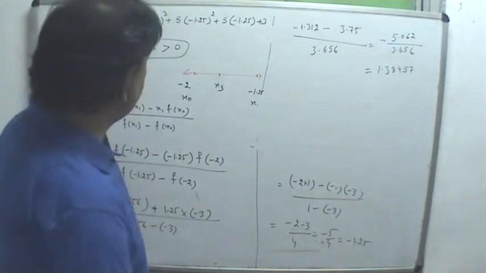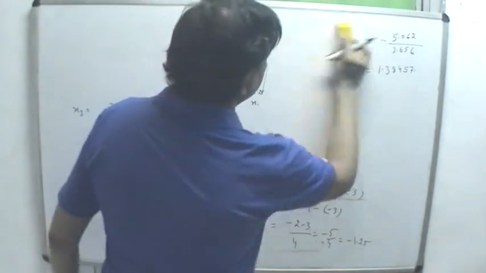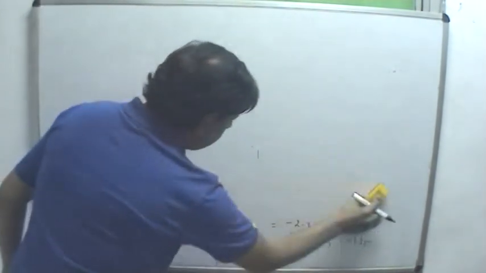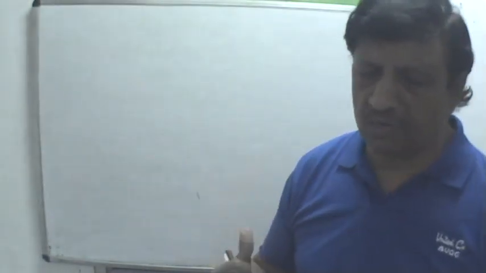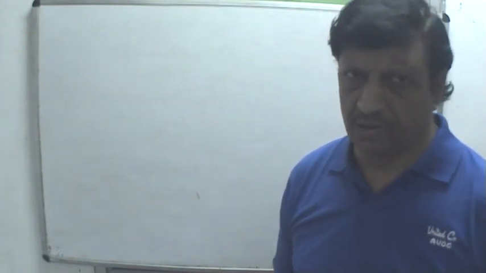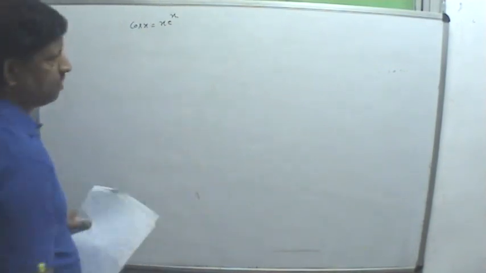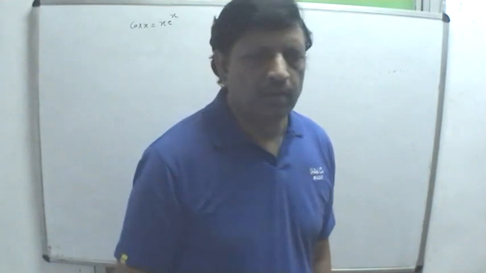Next we discuss the secant method. The secant method seems similar to the regular falsi method, but the difference is that it is the chord method. Now we are discussing the secant method. Find the exact value of the function, say cos x is equal to x into e raised to the power x, by using the secant method.